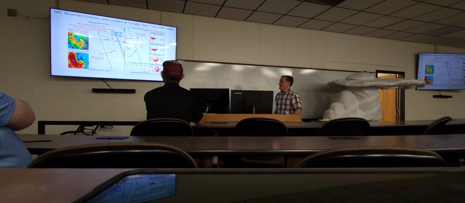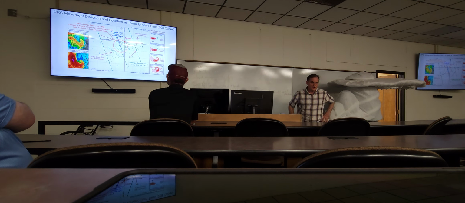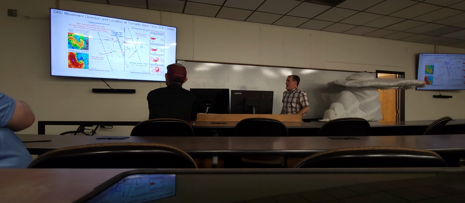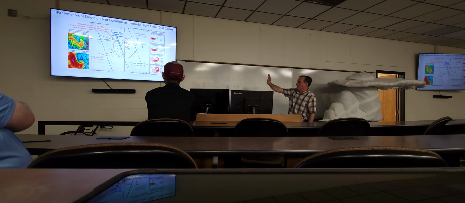In this graphic here, if you want to know more about it, you can read the Tornadogenesis papers. What you need to understand about this graphic is that the data showed that the DRC progressed from southwest to northeast across this distribution, and that the maximum occurrence was 0.4 miles to the southwest of the tornado at the start time. Why is that significant?